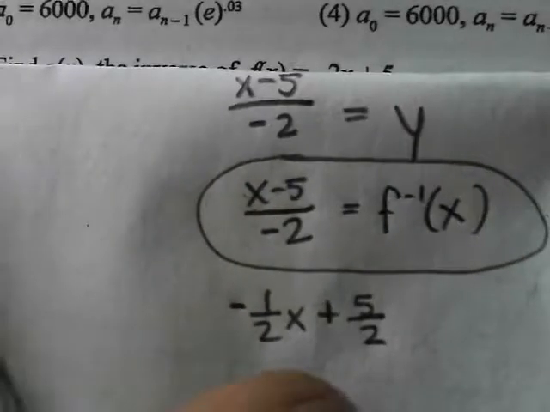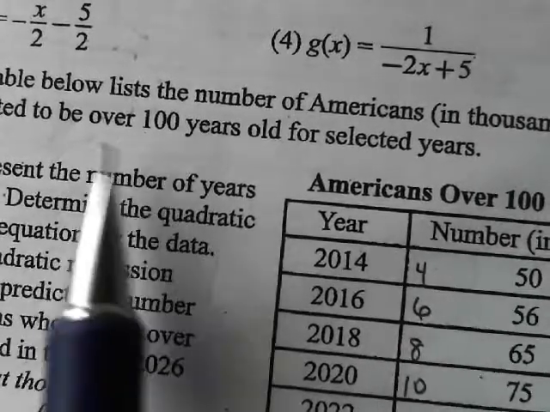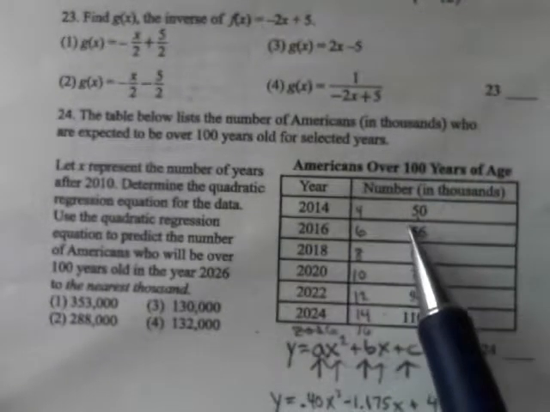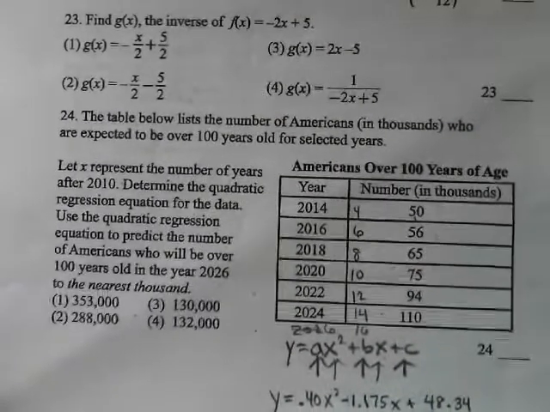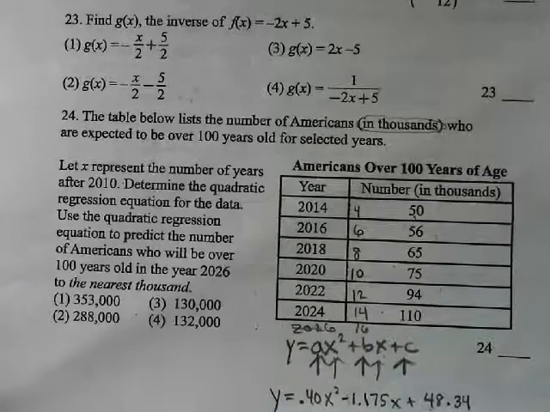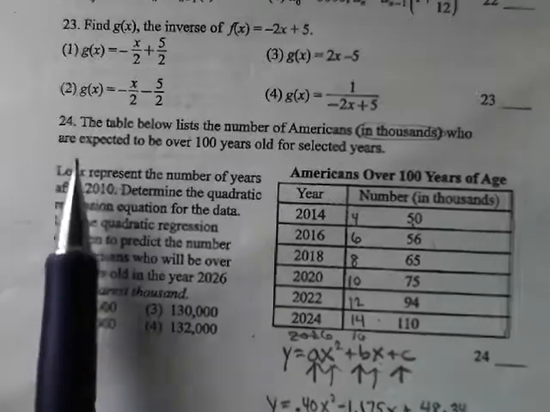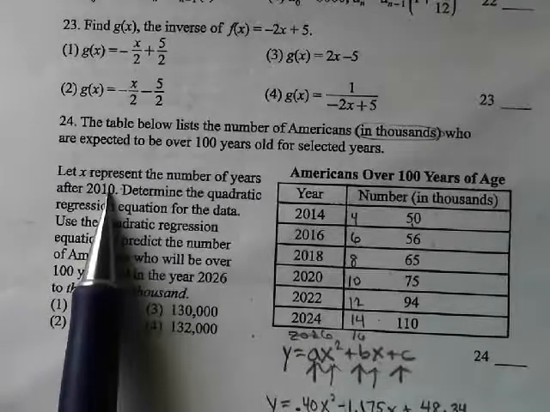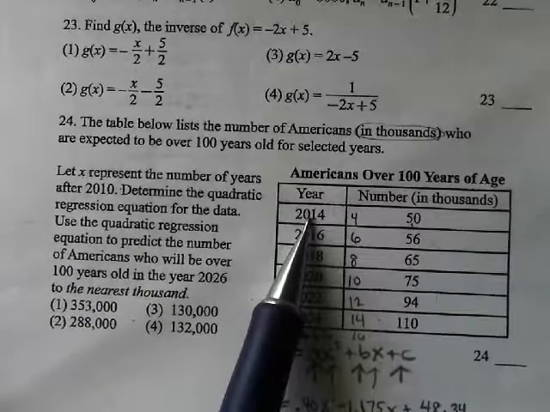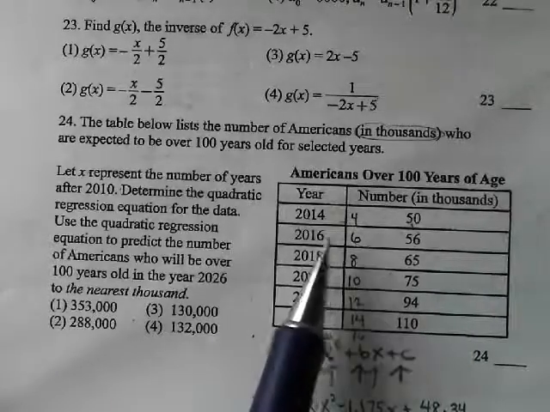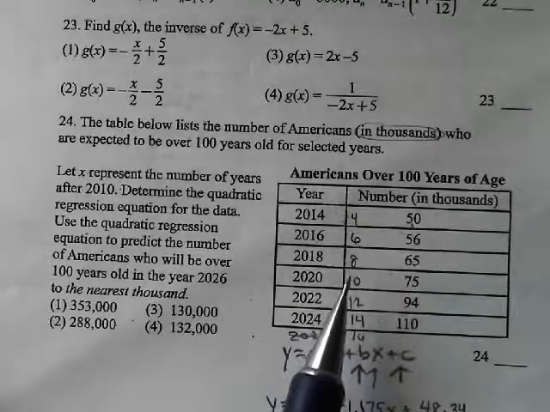Okay. Number 24 lists a table. It lists the number of Americans in thousands. So when it says 50, that means 50,000. When it says 56, that means 56,000. You cannot take for granted these little details of in thousands. The table shows Americans expected to be over 100 years old for the selected years. X is representing the number of years after 2010. So 2014 is 4 years after 2010. That's my X coordinate. 2016 is 6 years after 2010, and so on.